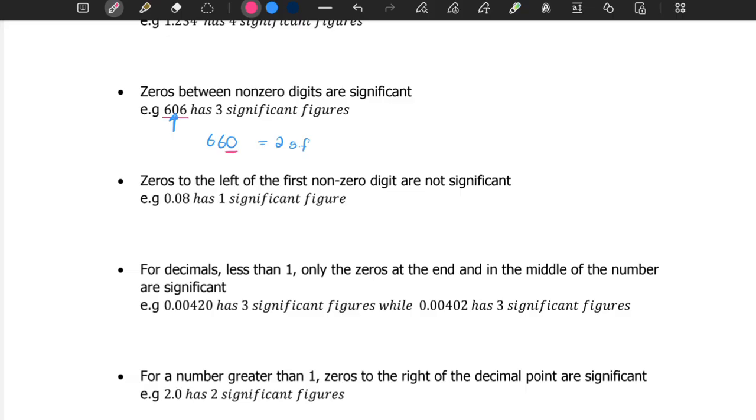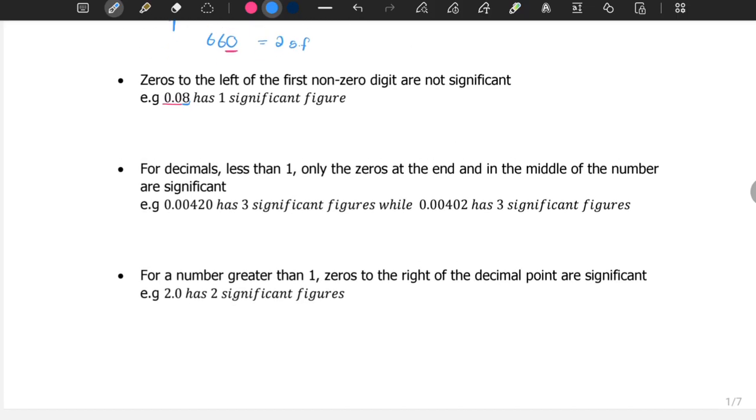And then the next rule says, zeros to the left of the first non-zero digit are not significant. For example, 0.08 has 1 significant figure. So when we look at it, the first non-zero digit is 8. And then the zeros that are to the left, so 0.0, those are non-significant. So we have only 1 significant figure.